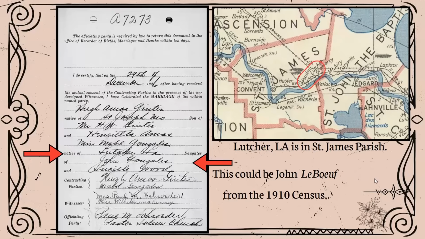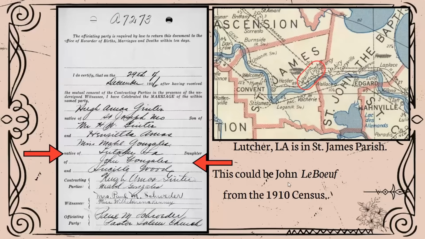Now, she is saying, so she's the one disclosing this information. She is saying that she was born in Lutcher, Louisiana, and her father's name was John Gonzalez, and her mother was Lucille Wood. Lutcher, Louisiana is right here in St. James Parish. So again, not too far outside the city, right on the Mississippi River. It made me a bit suspicious.